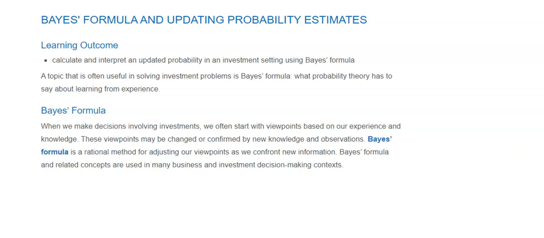So Bayes formula is a rational method for adjusting our viewpoint as we confront new information. And this formula is used in many businesses and especially in investment decision-making techniques. So Bayes formula updates the previous probability of any event.